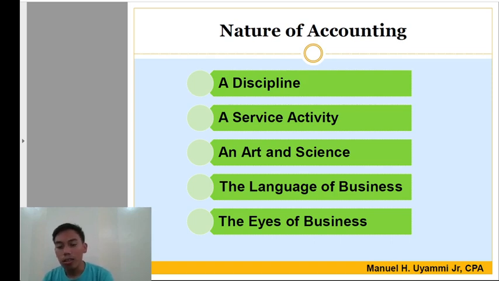And also, it is considered as the eyes of business. Why? Because through the financial statements that are being prepared, we could foresee what will happen in the future. So for example, kung kumikita tayo ngayon, how could we project the future? Kikita din kaya tayo or hindi? So we would look through our financial statements, past trends on our financial reports, kumusta tayo noon, kumusta tayo ngayon, kumusta kaya tayo in the future. So accounting is considered also an eye or mata ng business.